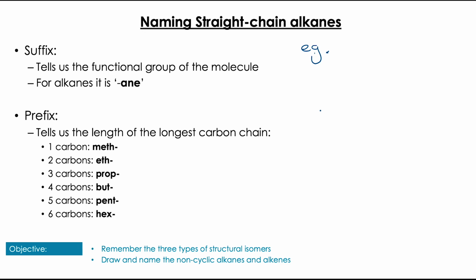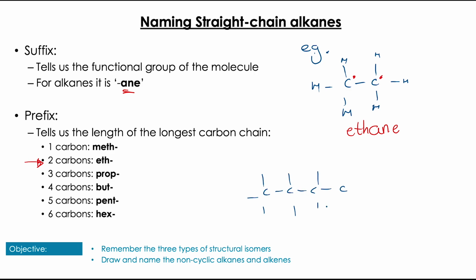Let's name them. So we're going to use the suffix ane, and we're going to use the prefix from the longest carbon chain. So here's an example. I have 2 carbons as my longest carbon chain, so I need to always identify the parent chain length. And so that means it's going to be eth and then ane, ethane. Okay, let's have a look at another example. So here I have a straight 4 carbon chain. Now if I have 4 carbons that go across the middle, 1, 2, 3, 4, then it is going to be but, so it's going to be butane.